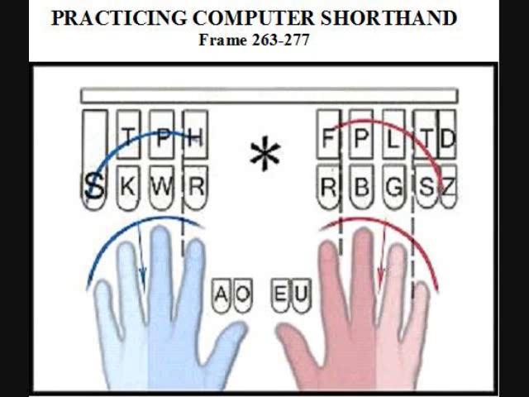All right. Frame 276 is a prefix D, D-E. Debit, deputy, detail, devise, devote.